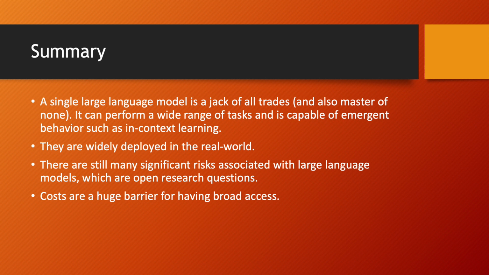So here's the overall summary for large language models. A single large language model is a jack of all trades and master of none. It can perform a wide range of tasks and is capable of emergent behavior such as in-context learning. They are widely deployed in real-world systems. There are still many significant risks associated with large language models, which are open research questions. Costs are a huge barrier for broad access.